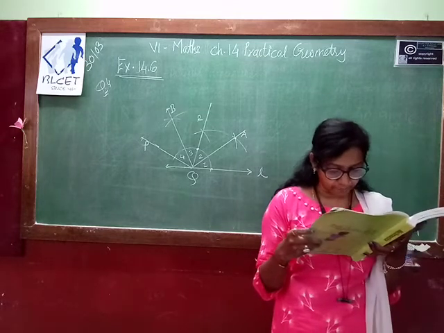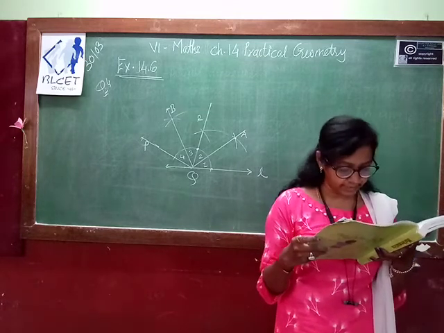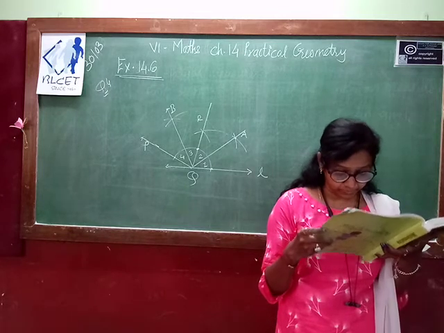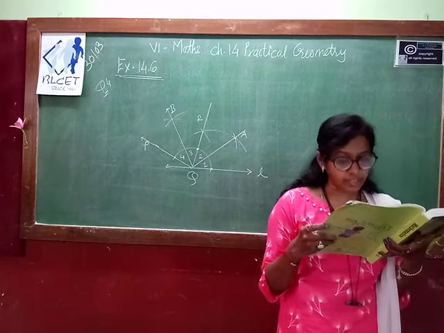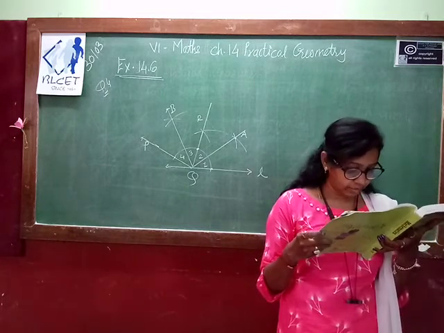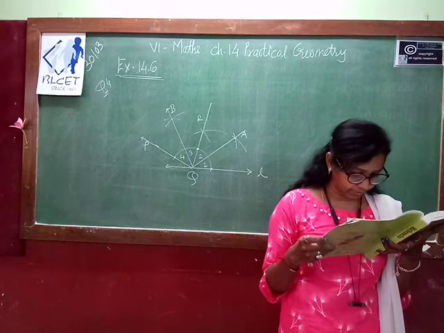Constructions with ruler and compasses. So we have already constructed 60 degree, 30 degree, 90 degree, 120 degree, 45 degree. What is left? 135 degree. So let's see how to complete.